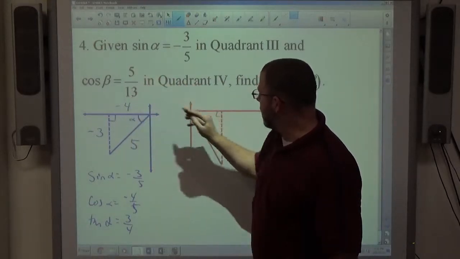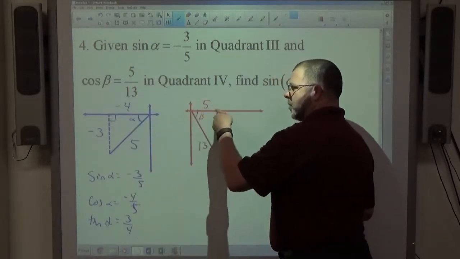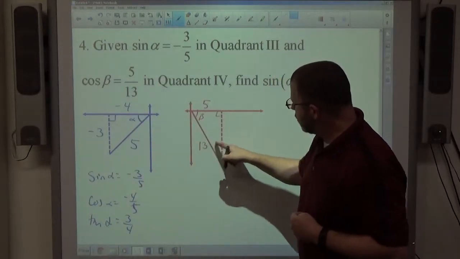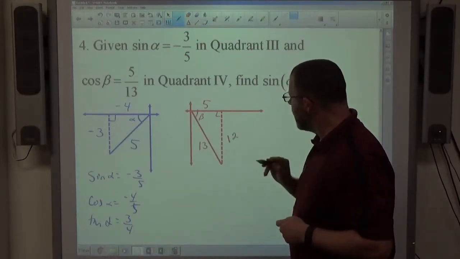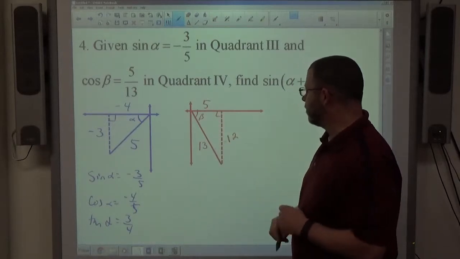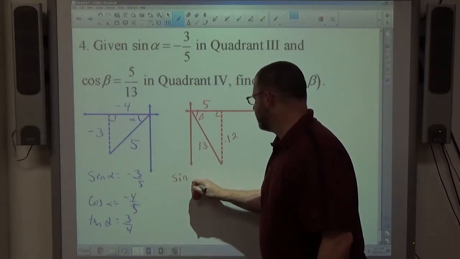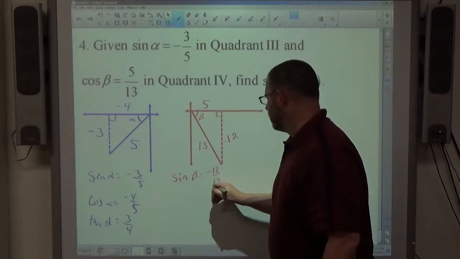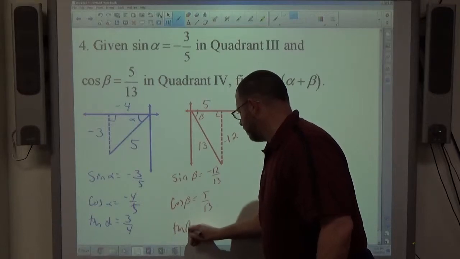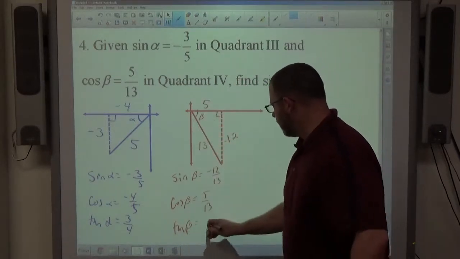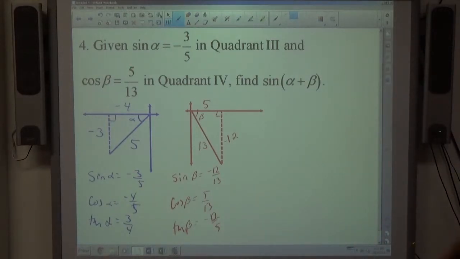Cosine is adjacent over hypotenuse, so 5 adjacent, 13 hypotenuse. And it's positive 5/13, so we're going to the right, which is positive. Hypotenuse is always positive. 5, 12, 13 is my Pythagorean triple here. And this time I'm going down here, so it's going to be negative 12 for the opposite side. So now sine of beta is going to be negative 12/13. Cosine of beta is going to be 5/13, and tangent of beta is going to be opposite over adjacent, negative 12/5.